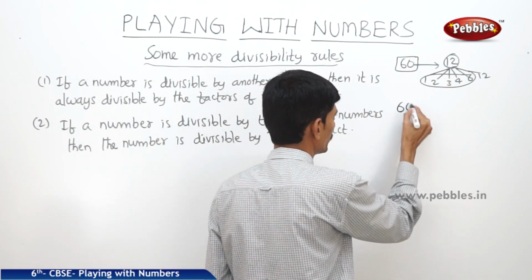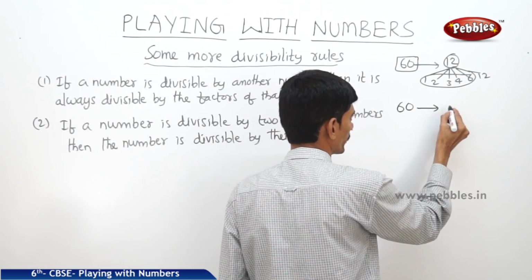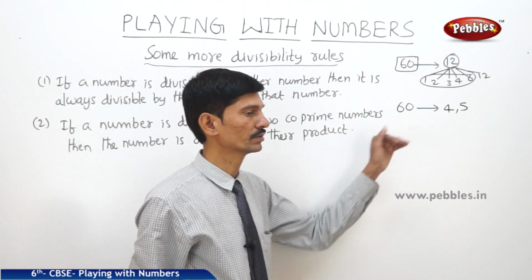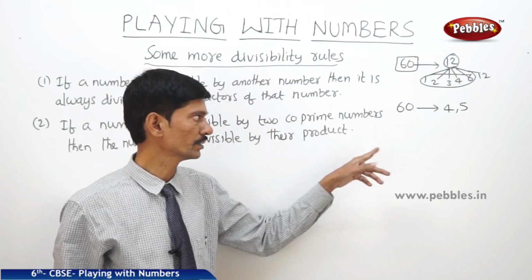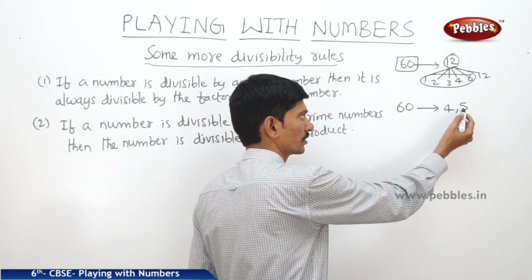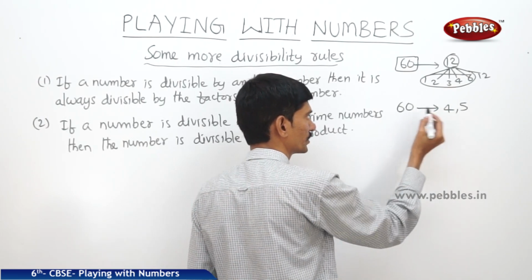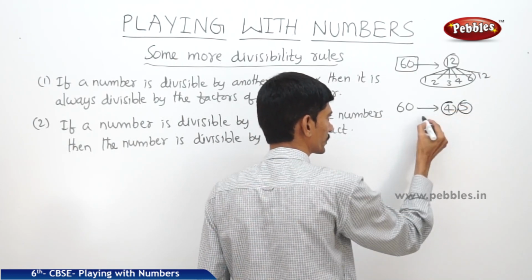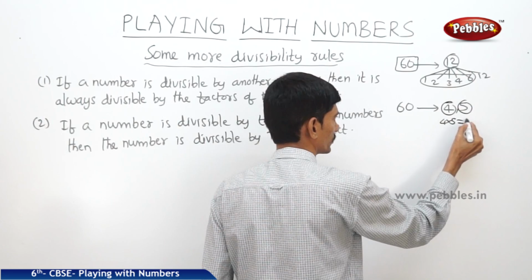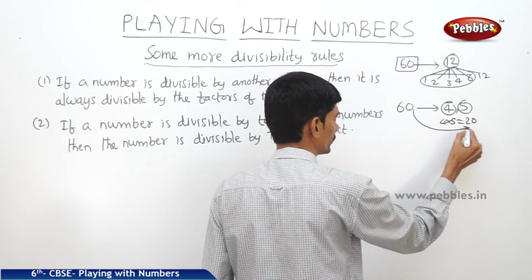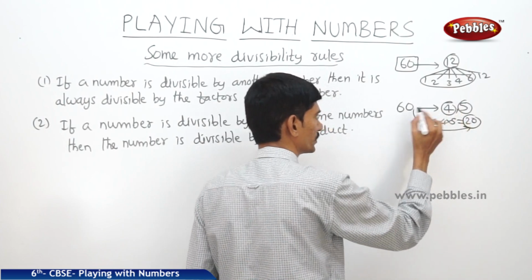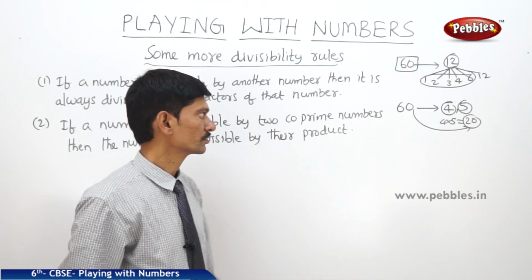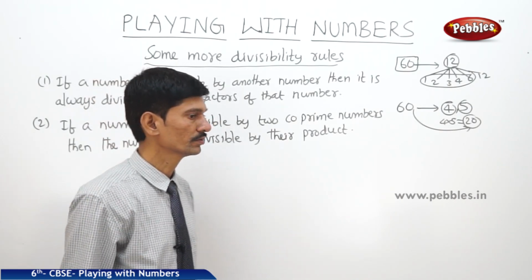Here 60 is divisible by two co-prime numbers 4 and 5. Here 4 and 5 have the common factor 1. So the common factor of 4 and 5 is only 1. So then 4 and 5 are the co-prime numbers. The given number 60 is divisible by 4 and 5. So then the given number is divisible by their product 4 into 5. So that is 20. Means 60 is also divisible by 20. So if a number is divisible by two co-prime numbers, then it is divisible by their product. So this is the second divisibility rule.